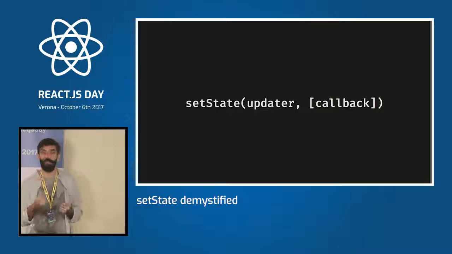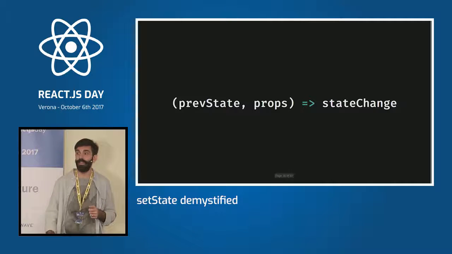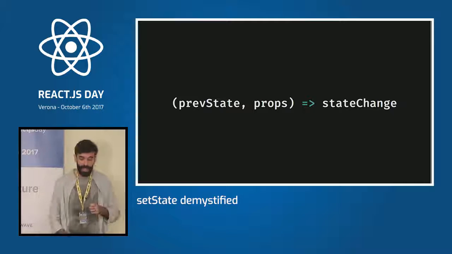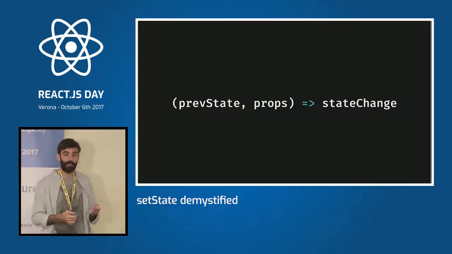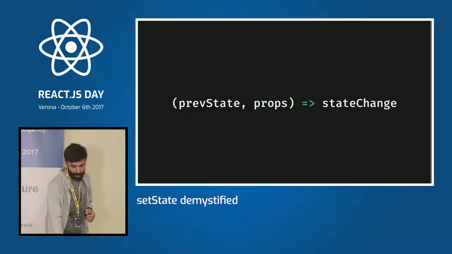And this is the signature of setState. You pass an updater function and an optional callback. Your updater function is going to receive the previous state and the current props, and you're going to return a state change. This is because setState is asynchronous, so you cannot assume that this.props and this.state are up to date when you are firing the updater.